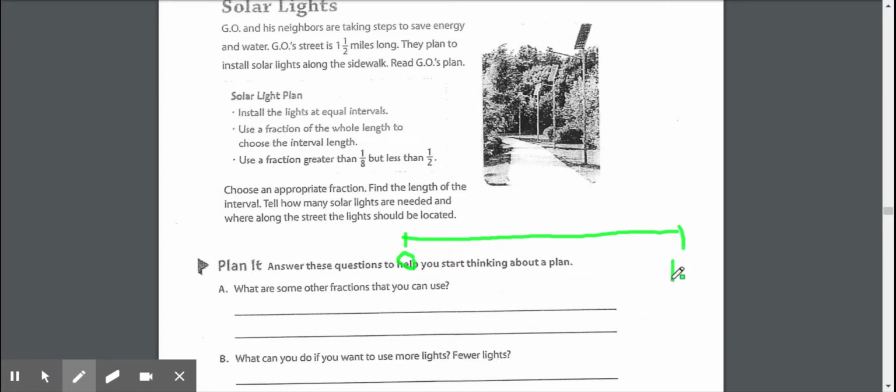1.5. You'll have to bear with me. It's hard to write with this writing tool. Okay, so 0 to 1 might be right here, and there's 1.5.